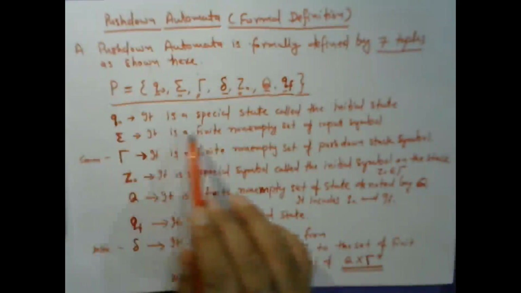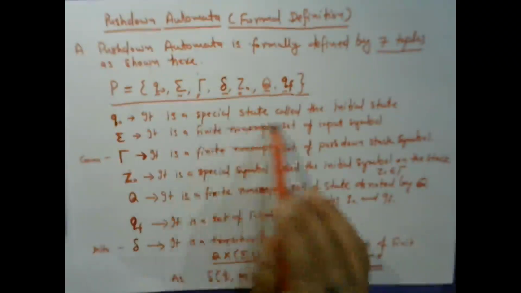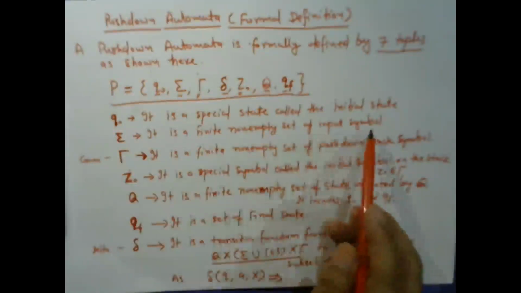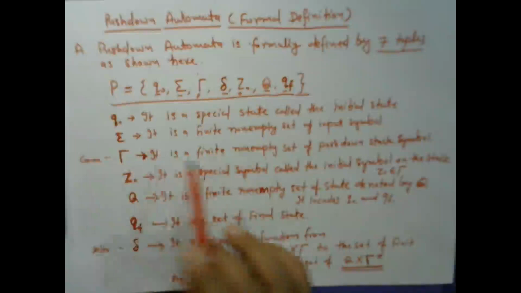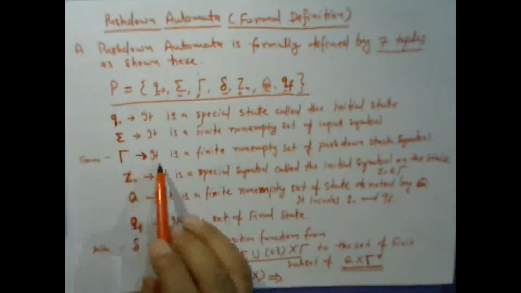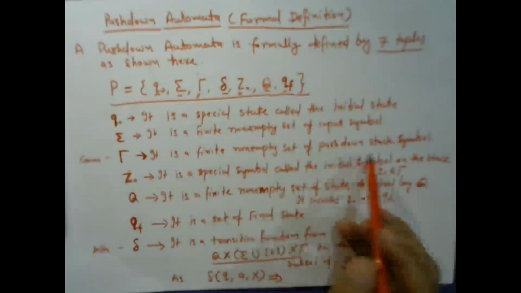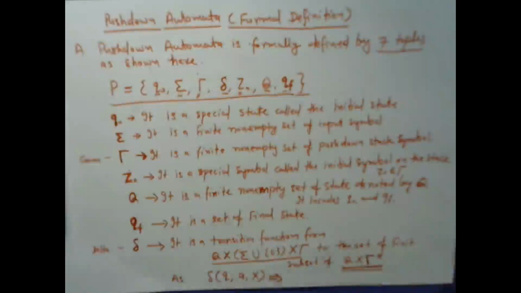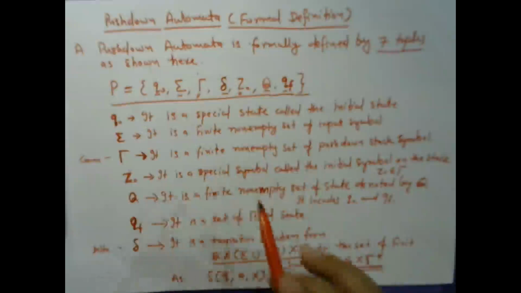Similarly, Q0 is a special state called the initial state, and sigma is a finite non-empty set of input symbols. There is no problem. Gamma is a finite non-empty set of pushdown stack symbols. The symbols which you have pushed into the stack are called pushdown stack symbols, which are stored in the stack.